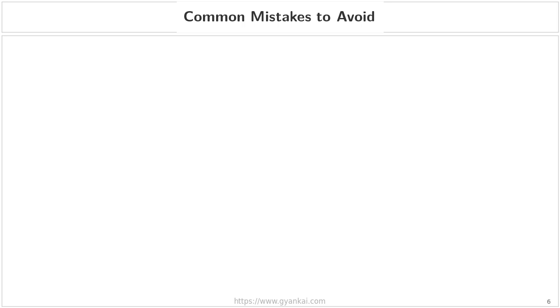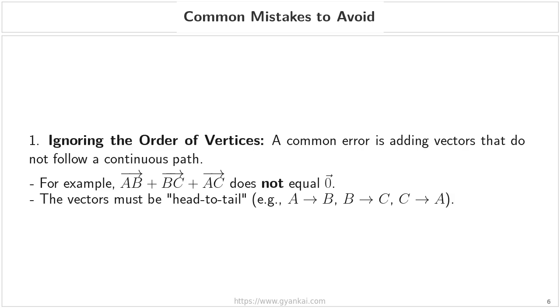Now, before we wrap up today's lesson, I want to touch on some common pitfalls. Even when you understand the concept of a 0 resultant, it is very easy to make small errors that can lead to incorrect answers in your exams. First, let's talk about ignoring the order of vertices. This is a very frequent mistake.